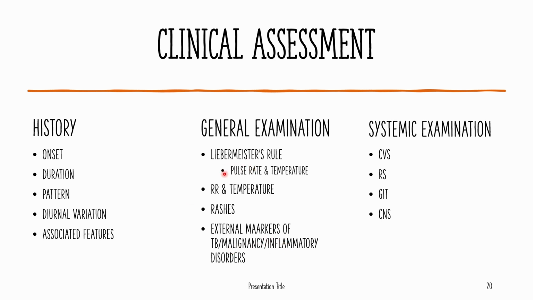Talking about the general examination, there is a thing called the Liebermeister rule. In a febrile person, for every degree Celsius rise in temperature, the pulse rate is going to rise by 8 to 10 beats per minute. And for the respiratory rate, for every degree rise in temperature, the respiratory rate is going to rise by 4. So this is the general rule. There can be some exceptions.